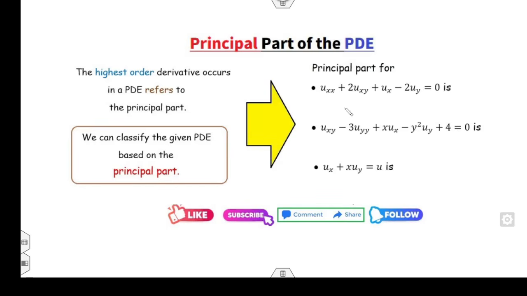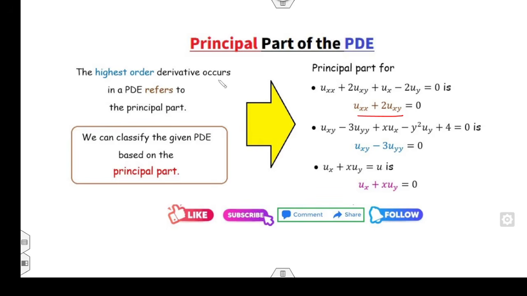For example, if you look at the first example, what is the highest order derivative in it? It is 2. Which terms are those? The first 2 terms. Look at the second example. What is the highest order derivative occurring in the second partial differential equation? Again 2. How many terms involve the second order? First 2 terms only. While in the third example, the highest order derivative is 1, and how many terms involve it? First 2 terms. So the part which I highlighted with the red color is called the principal part of the required partial differential equation.